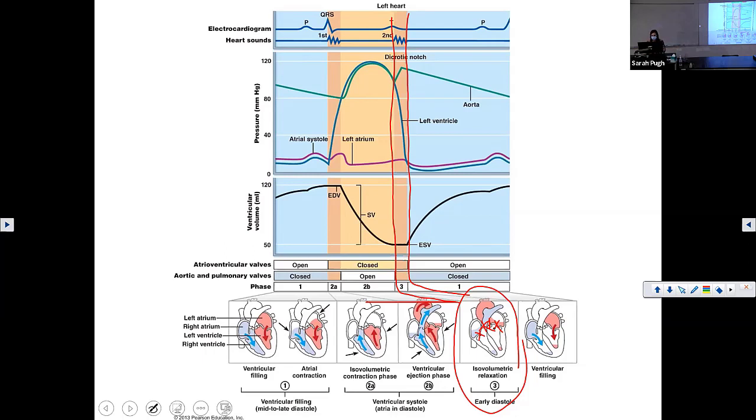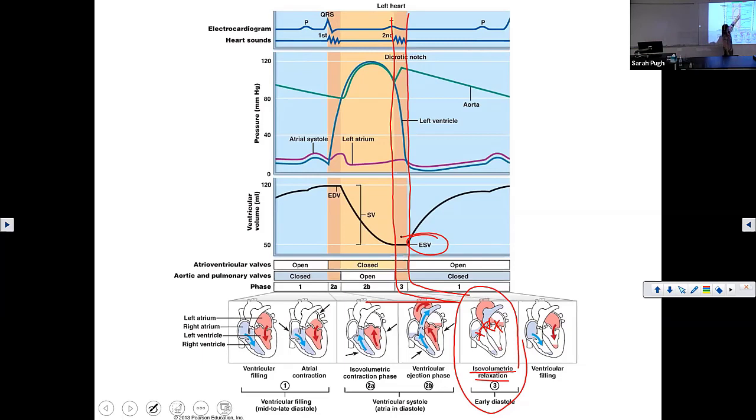That's why we call this one isovolumetric relaxation. You can see the volume is still end systolic volume. The volume in the ventricle is not changing during this time because it's a closed chamber, so it's still empty.